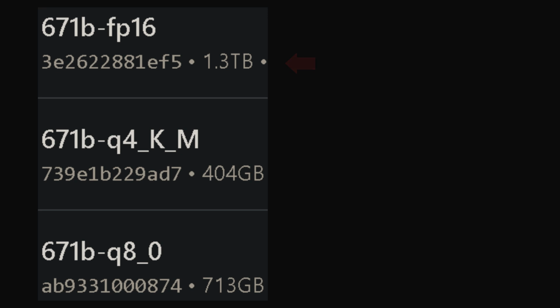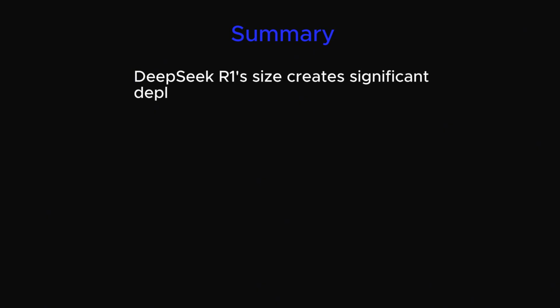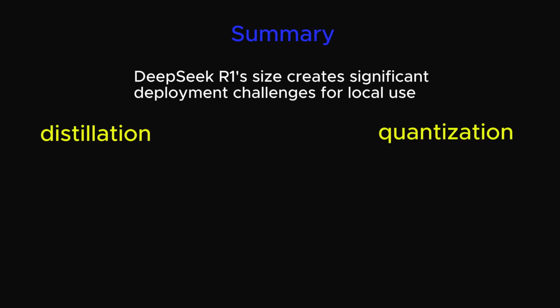For example, the full DeepSeek R1 model in FP16 precision has a file size of 1.3 terabytes. An 8-bit quantized version is 713 gigabytes, while a 4-bit version is 404 gigabytes. These reductions help, but even the smallest versions still need powerful hardware. For most people, and even smaller organizations, DeepSeek R1's size creates significant deployment challenges for local use, making distillation and quantization essential for improving accessibility and usability.